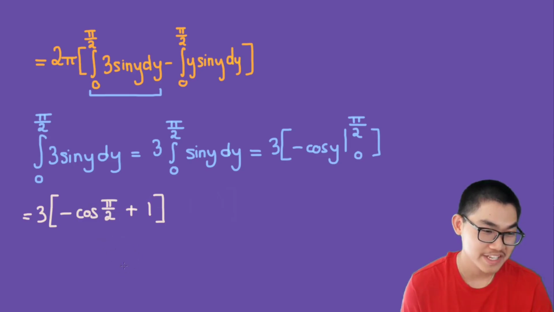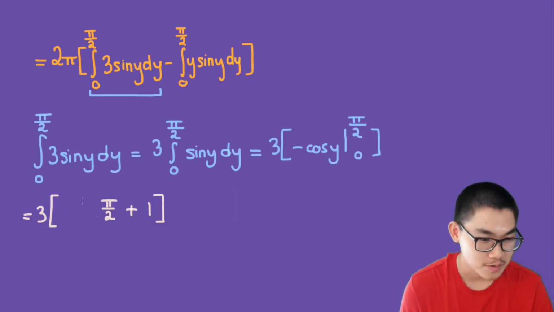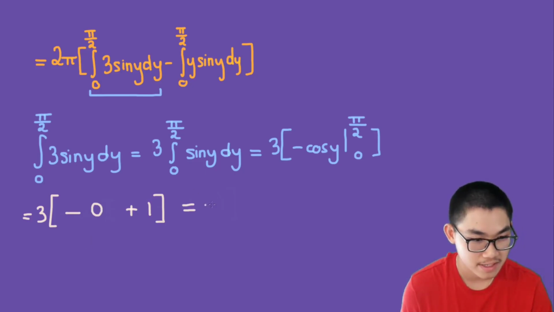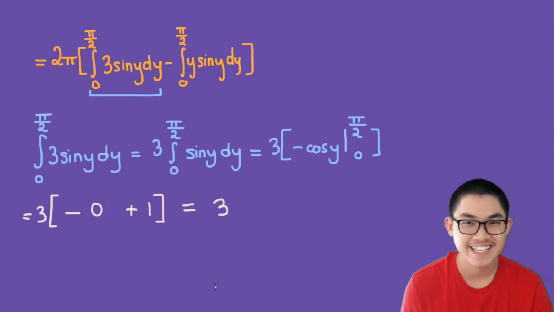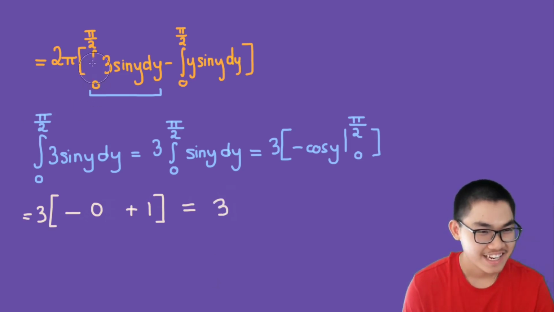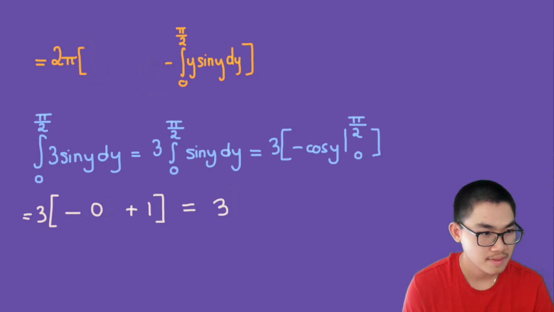And for this one, you can just put in a calculator. This will give you 0. So this right here will be 0, and negative 0 plus 1 will simply be 1. So this is just 3. Let's go ahead and take this out. And this right here will simply be 3.